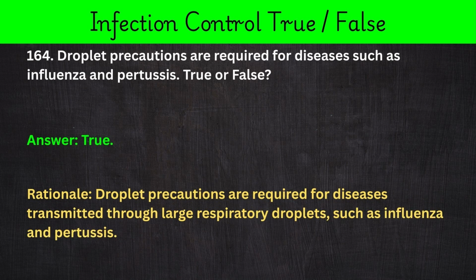164. Droplet precautions are required for diseases such as influenza and pertussis. True or false? Answer: true. Rationale: droplet precautions are required for diseases transmitted through large respiratory droplets, such as influenza and pertussis.